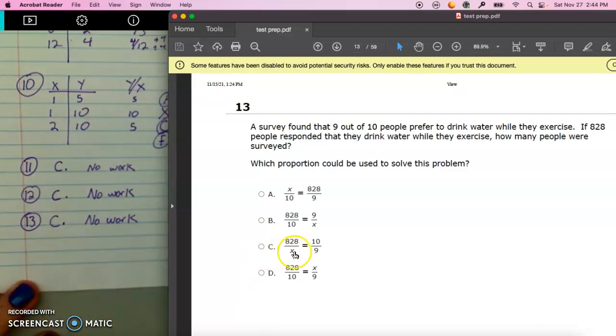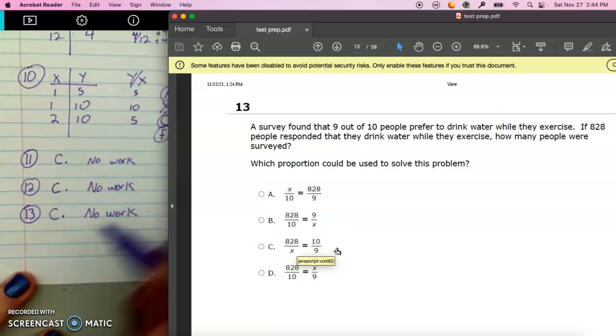All right, now this is weirding me out, but 13 is also C. The reason I chose that is because they had total people over total people, and then the bottom was people who drink water to people who drink water. Okay, they matched up nice and neat. This one is set up correctly. So 13 is C, and no work is necessary. Good job. Let's go to number 14.